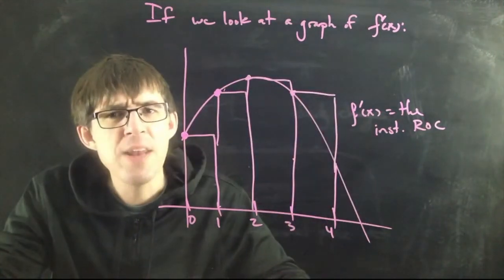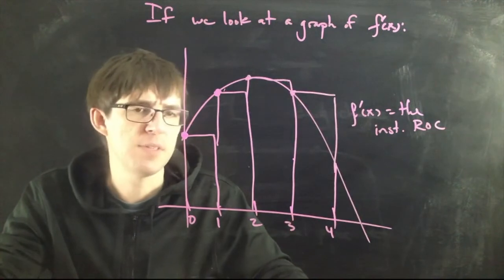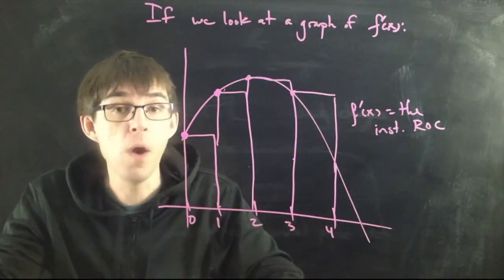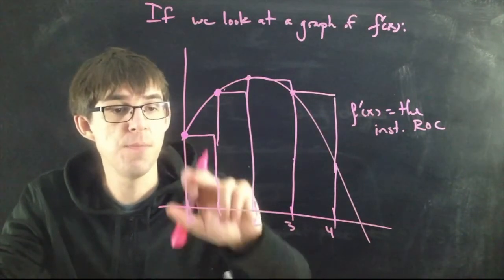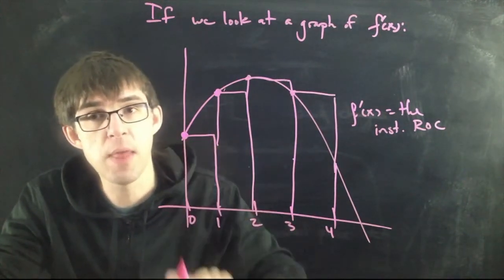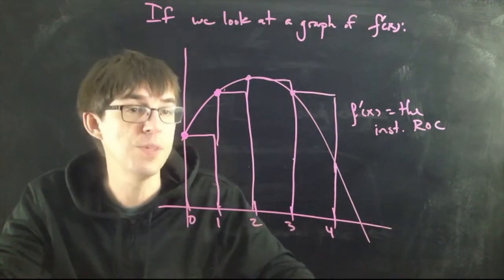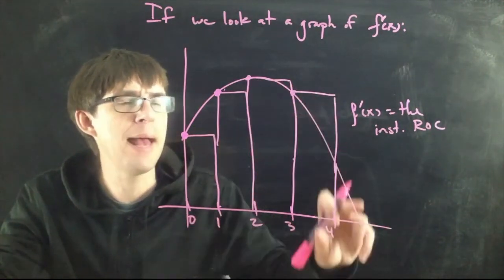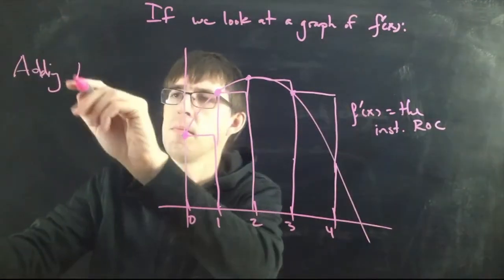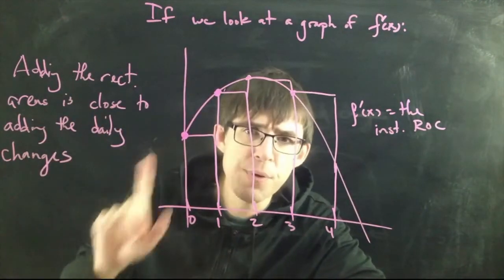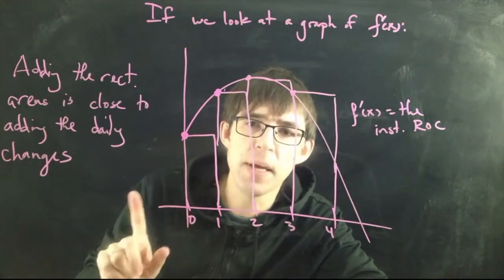What do we get if we add these rectangle areas? So they each have delta x of the width being 1. So really the area here is just equal to whatever that y value is, because the area is always the base times the height, but the bases here are all 1s. So what will we get if we add these areas? Adding these rectangle areas is pretty close to adding up the daily changes.